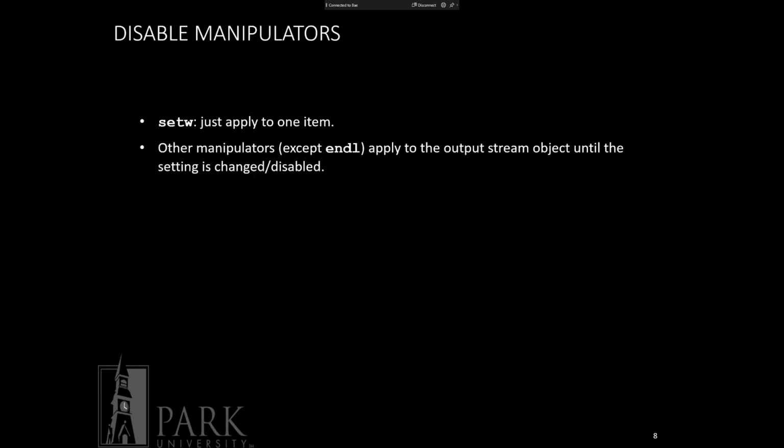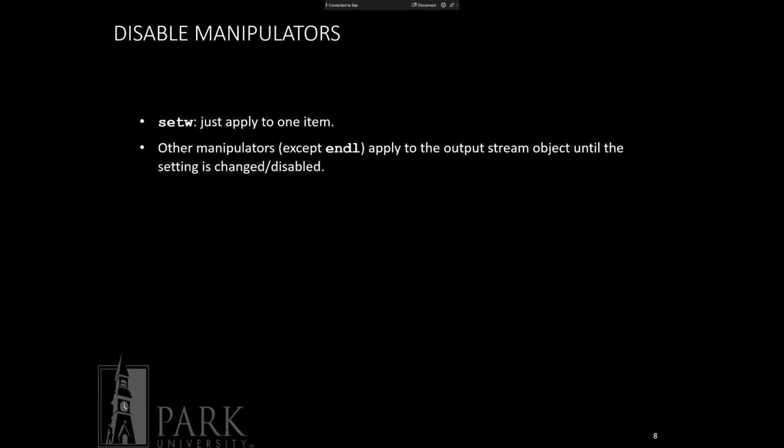So how do we disable the manipulators after we've created them? Okay, well, setw you don't have to worry about because it only applies to the next item that you're printing out or you're putting into the output stream. So this space, I want it to be 20 characters, and then you print out whatever using the stream insertion operator, and then after that it goes back to normal. Okay, so you don't have to worry about that.